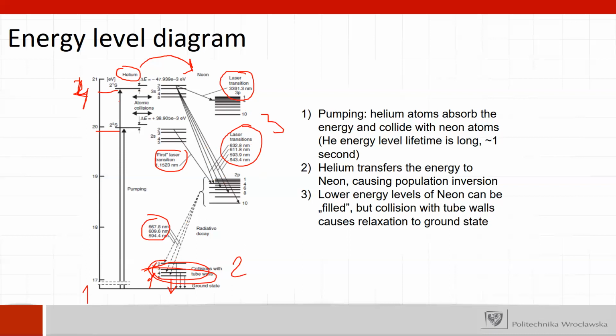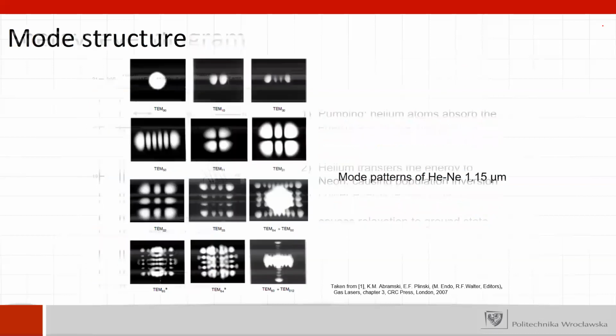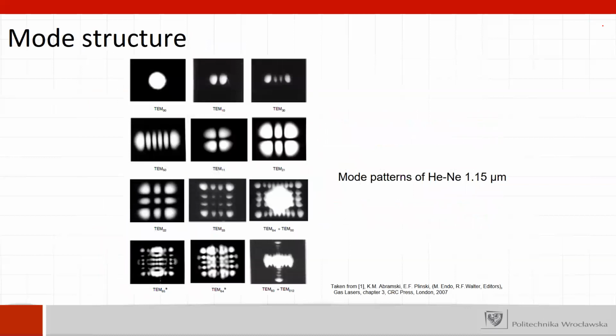So we will have a lot of examples in the future when describing different types of lasers that we don't use only one atom in the gas medium, but we use 2 atoms, and one of them absorbs the energy and transfers the energy to the second one that is responsible for the emission. Yeah, so this is something I have already shown you. So these are the potential modes that can be generated from the helium neon laser, depending on the resonator configuration.